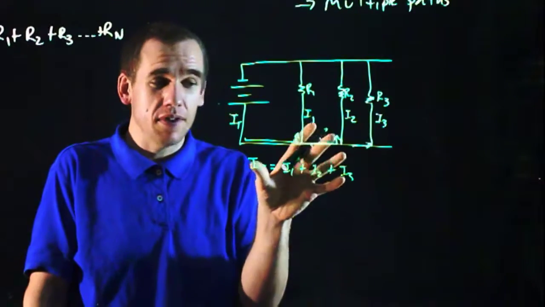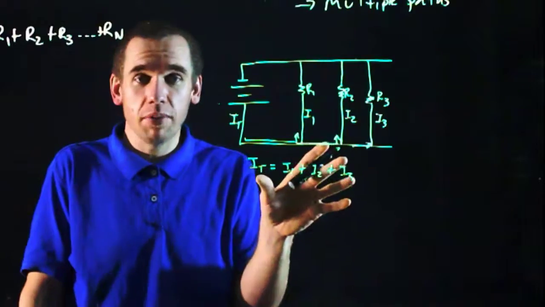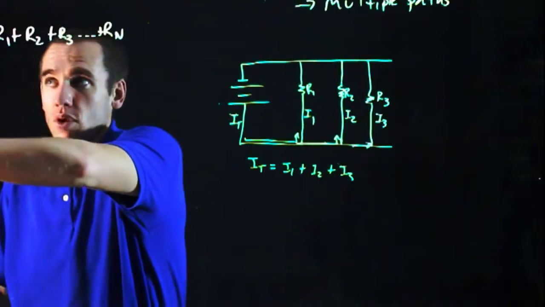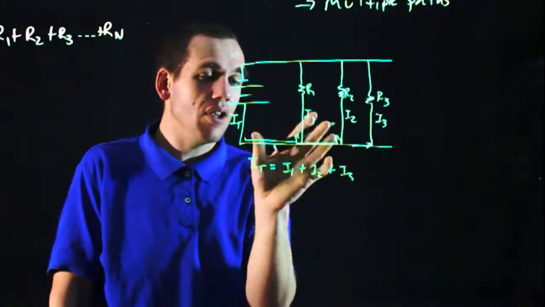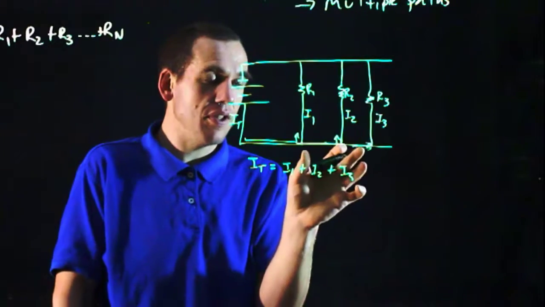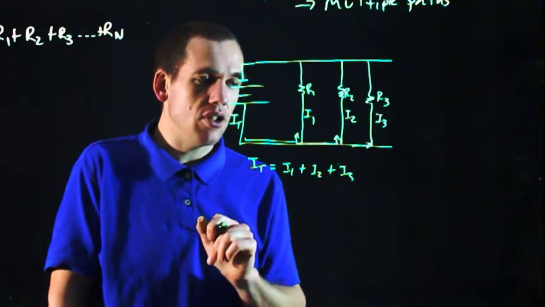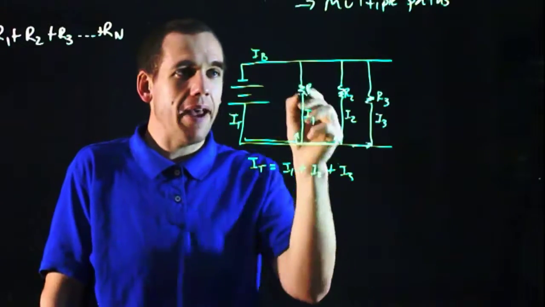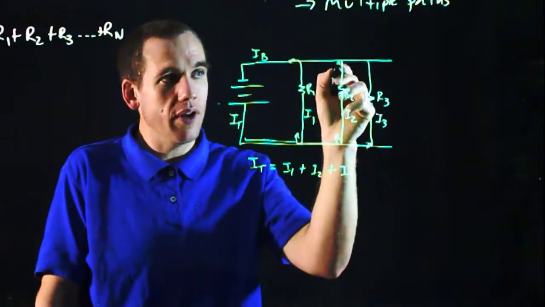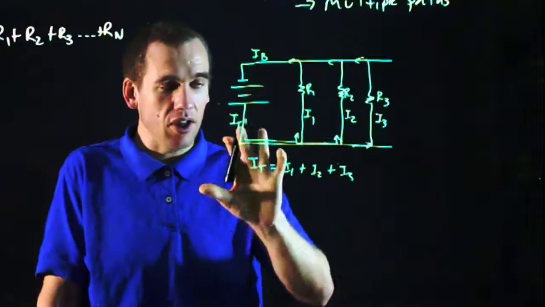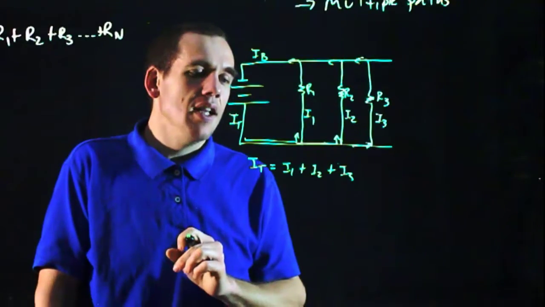So I've changed this up a little bit from series where these were all equal because there was only one path. Now the sum of the current leaving the battery has to equal the sum of the currents in each branch. And then it makes sense then that when it comes back into the battery, that current all joins back up and we get the current coming back towards the battery.